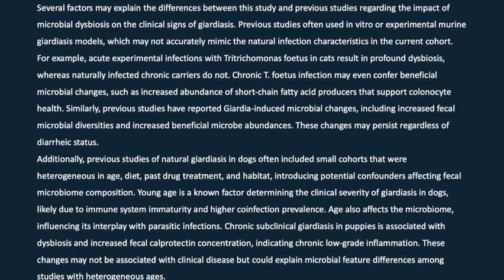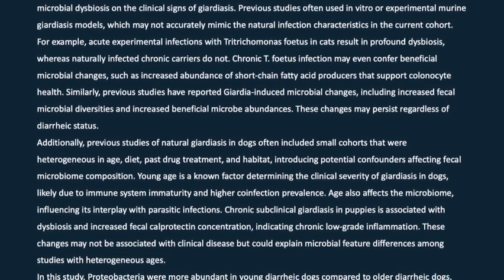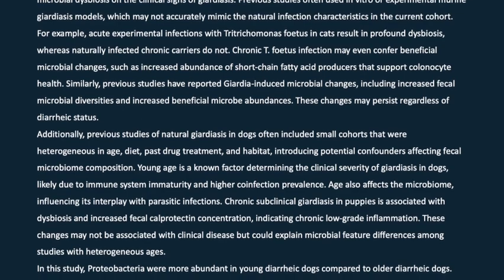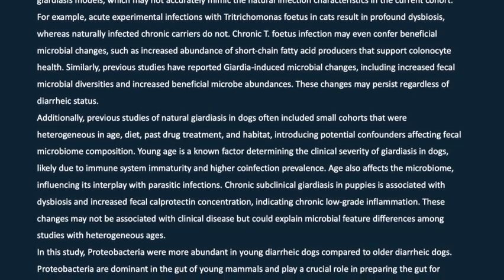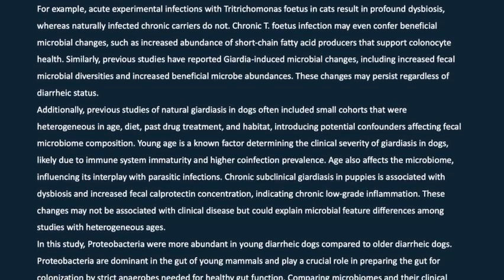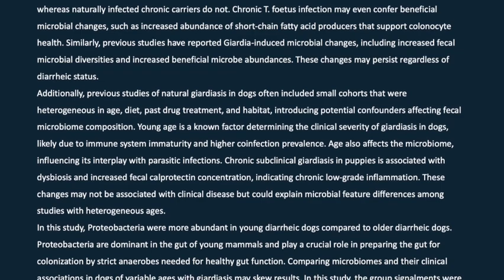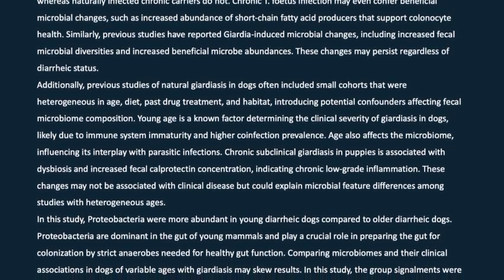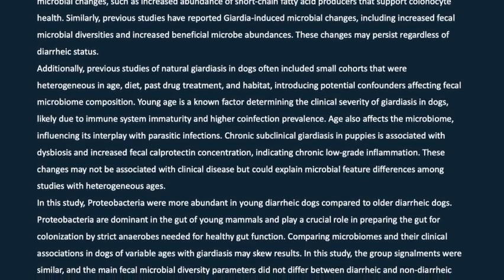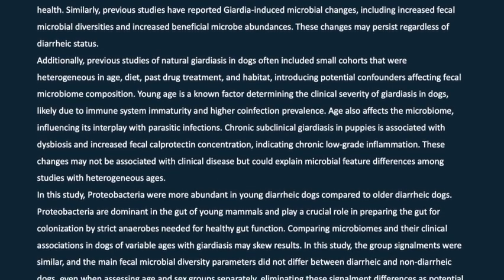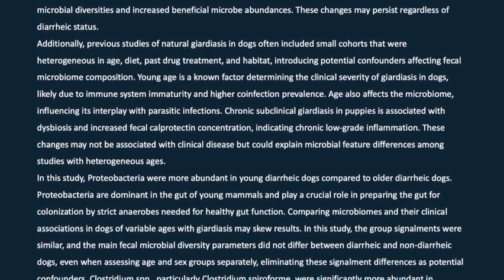Additionally, previous studies of natural giardiasis in dogs often included small cohorts that were heterogeneous in age, diet, past drug treatment, and habitat, introducing potential confounders affecting fecal microbiome composition. Young age is a known factor determining the clinical severity of giardiasis in dogs, likely due to immune system immaturity and higher co-infection prevalence. Age also affects the microbiome, influencing its interplay with parasitic infections. Chronic subclinical giardiasis in puppies is associated with dysbiosis and increased fecal calprotectin concentration, indicating chronic low-grade inflammation. These changes may not be associated with clinical disease, but could explain microbial feature differences among studies with heterogeneous ages.